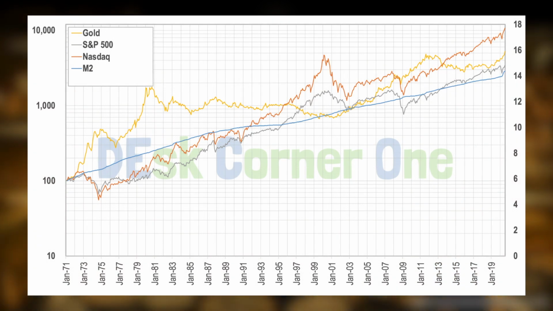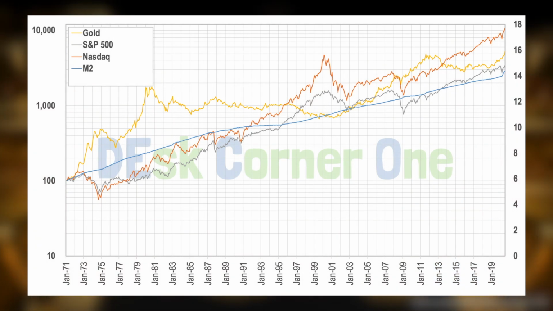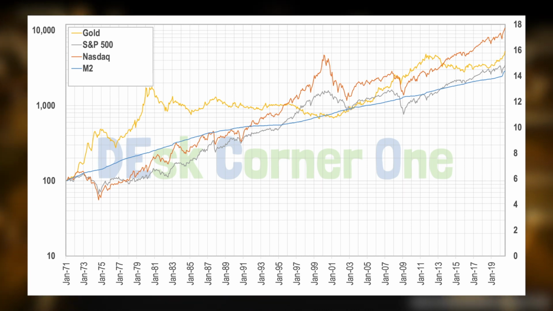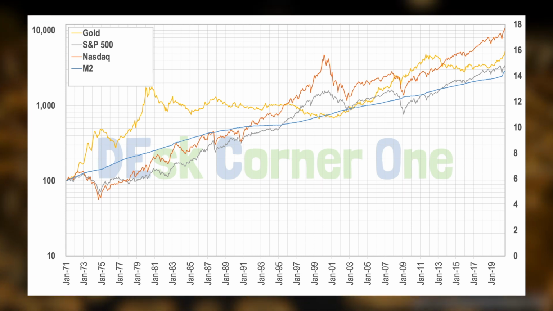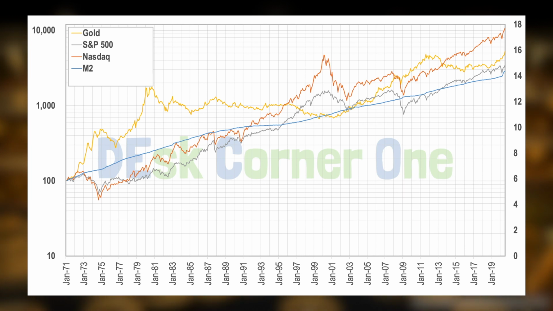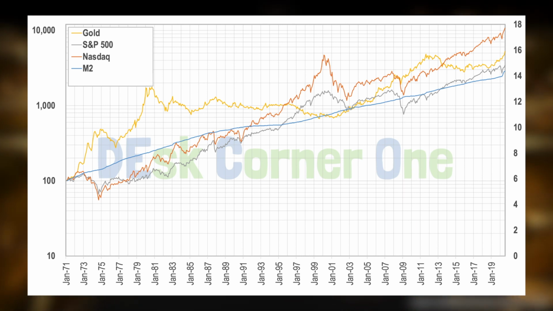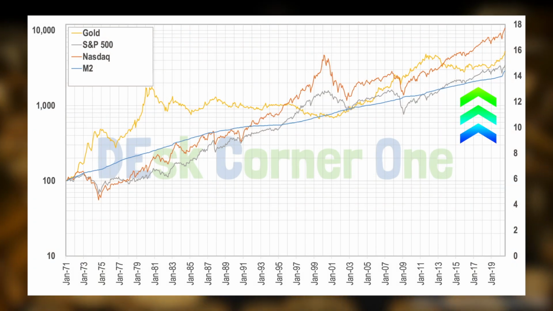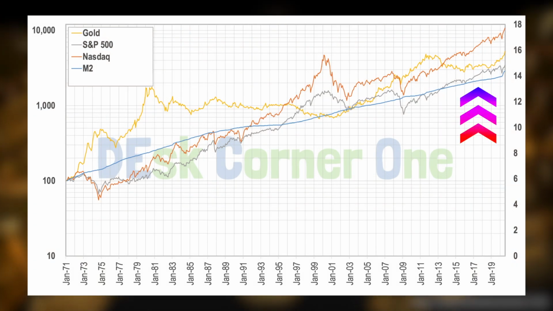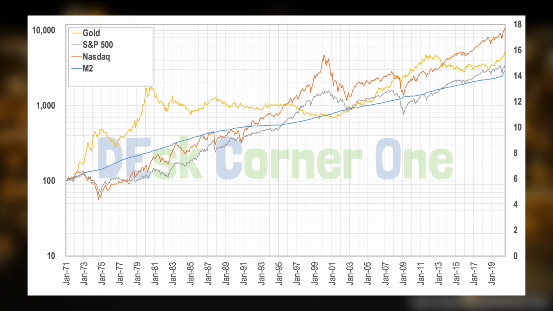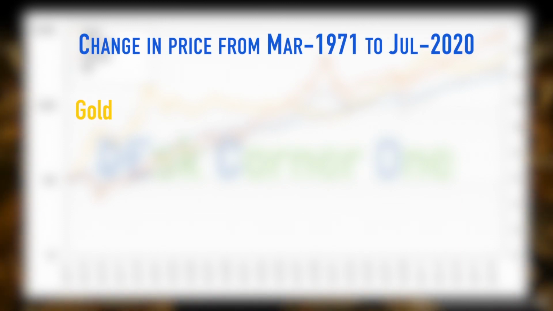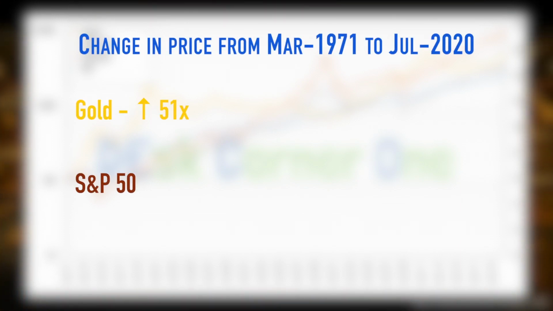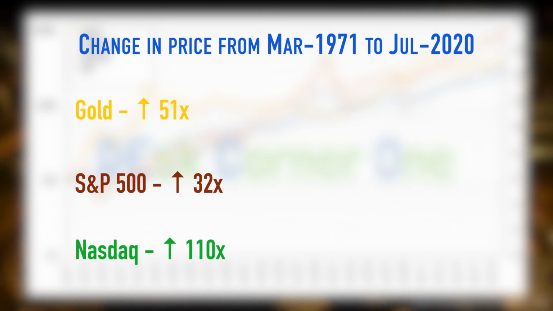Let's take a look at this chart. It shows the monthly prices of gold, and two of the US's major stock indexes, the S&P 500 index, and the Nasdaq Composite Index, over the past 50 years. To make it easier for comparison, we have rebased the initial values to 100. What we can see here, in the long run, both gold price and the stock market have a rising trend. In addition, their value has increased substantially over the past 50 years. Until July 2020, gold price has increased by 51 times, the S&P 500 has increased by 32 times, and the Nasdaq has even made a 110-time increase.